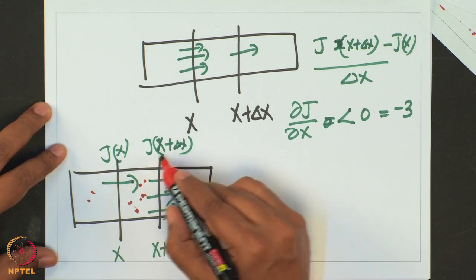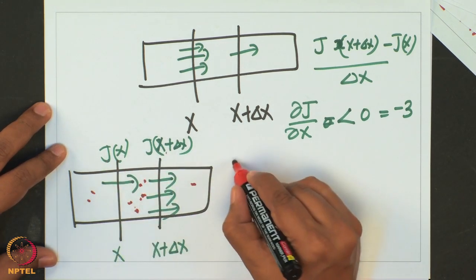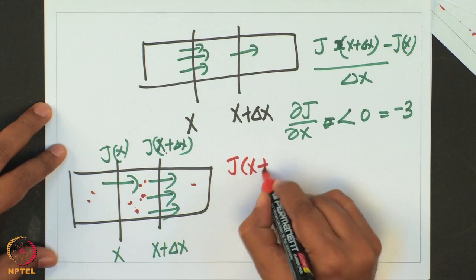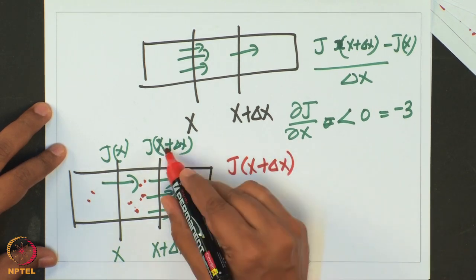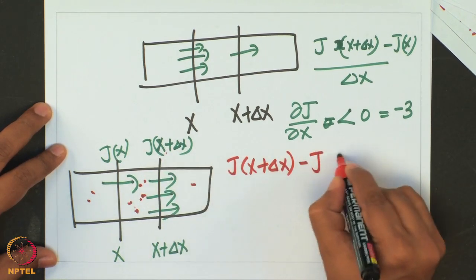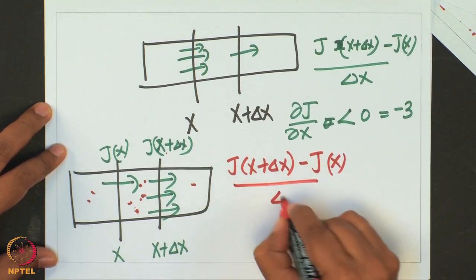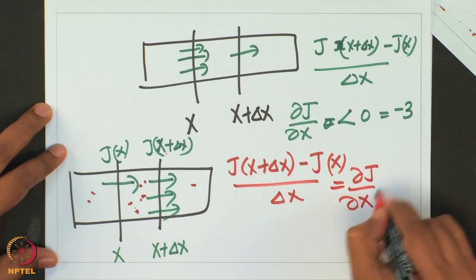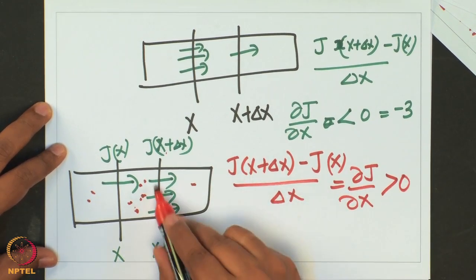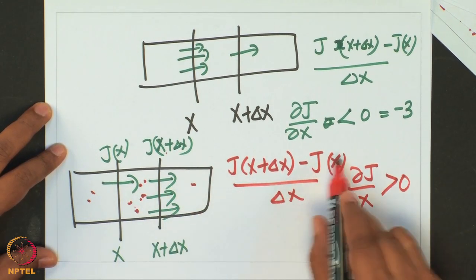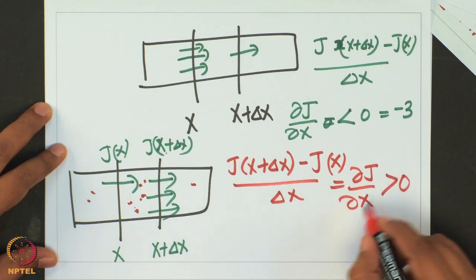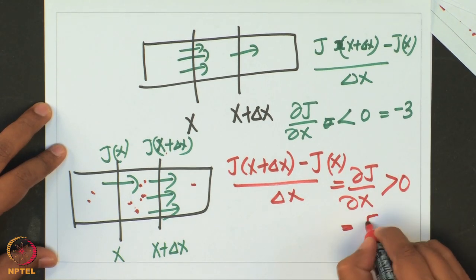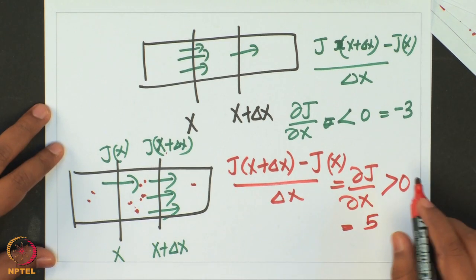So if J at x plus delta x is greater than J at x, then this will be a positive number divided by delta x, which is del J by del x. This will be greater than 0 because the flow here is more than the flow here. Therefore, this will be greater than 0. Let us say this is going to be 5 or some bigger number.